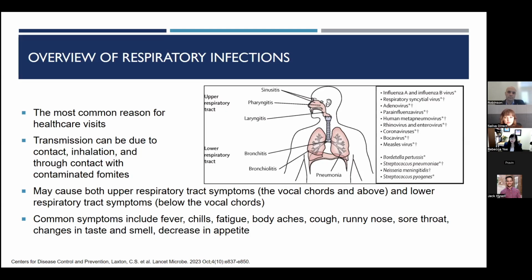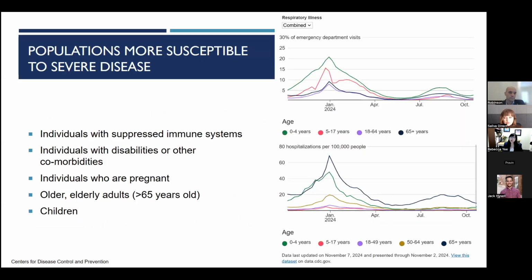In this figure here, you can see some of the more common respiratory viruses that we are aware of. There are certain populations that are more susceptible to severe disease. For example, individuals with suppressed immune systems, individuals with disabilities or comorbidities, individuals who are pregnant, and then also older adults, those who are greater than 65 years old, and also our children.